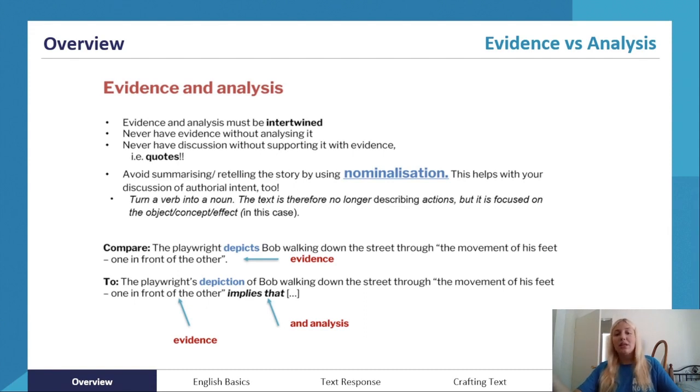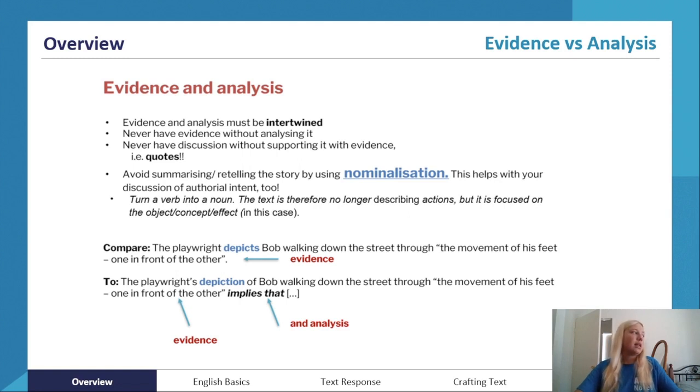That's probably the only exception to where you can skip analysis because you're saying, oh, this further supports the idea, but you need to still explain how it further supports that analytical idea that you've presented, if that makes sense. You won't have to analyze, but you need to explain how it links in a short sentence, let's say. You can never have discussion without supporting it with evidence either.